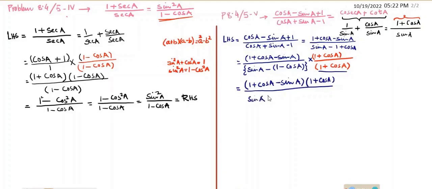We multiply sin A with 1 plus cos A and 1 minus cos A with 1 plus cos A. The product of the sum and the difference of two numbers is equal to the difference of their squares, that is 1 squared minus cos squared A. One minus cos square A is equal to sin square A. We will now replace 1 minus cos square A by sin square A.